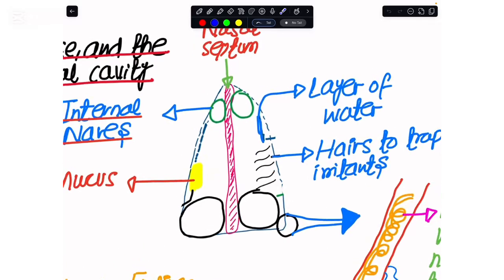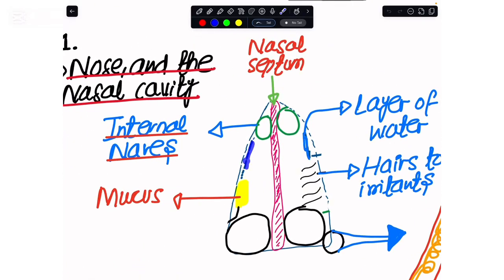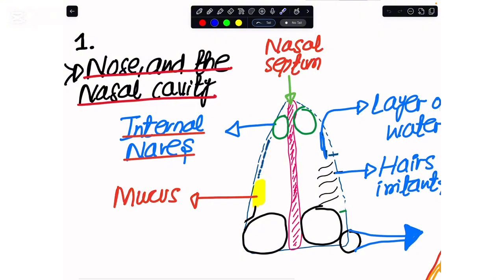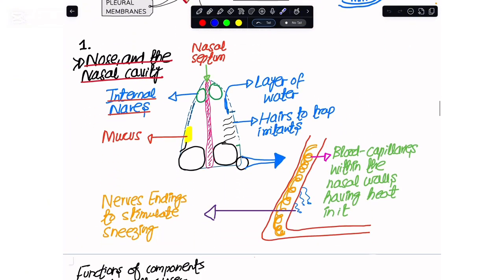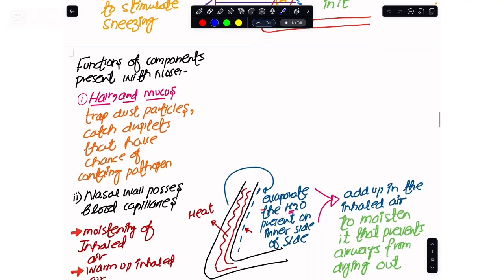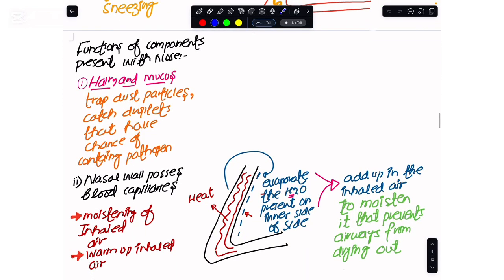The other thing is that the inside of the nose, like if you ever tried to wipe the nose with a tissue, when you look at that tissue, it looks moist. So on the inside of the nose, we have this moist layer of water as well, and there is the presence of this sticky substance that we call mucus. So these are the components that we have in the nose, and we will now see what the nose is actually doing.